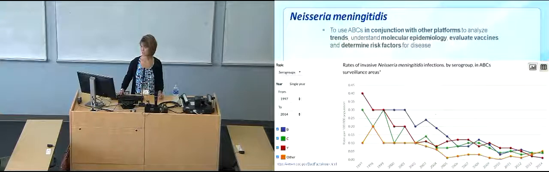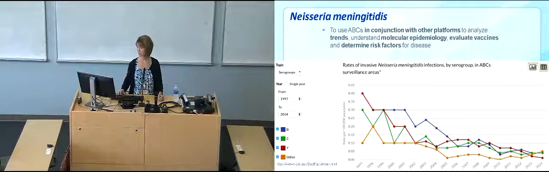So moving on to Neisseria meningitidis. This is a bacteria for which we do have a vaccine. So that is good. So again, ABCs is trying to understand the trends in Neisseria meningitidis, molecular epidemiology, evaluate vaccines, and look at risk factors for disease.